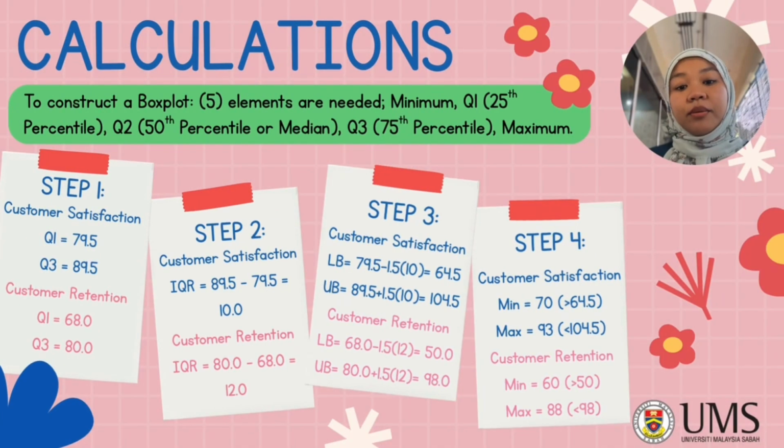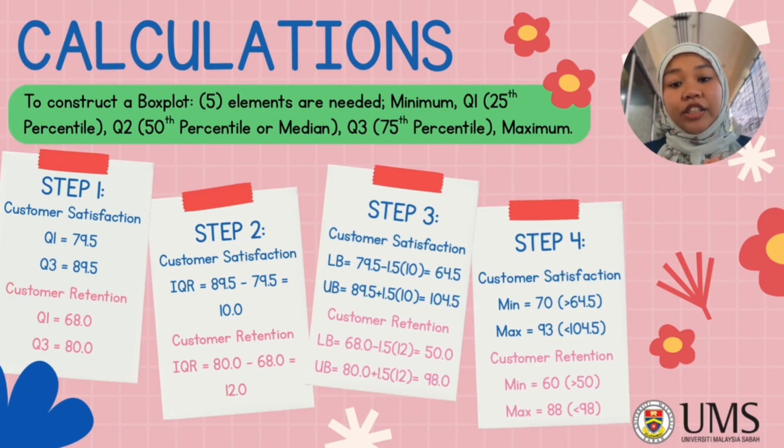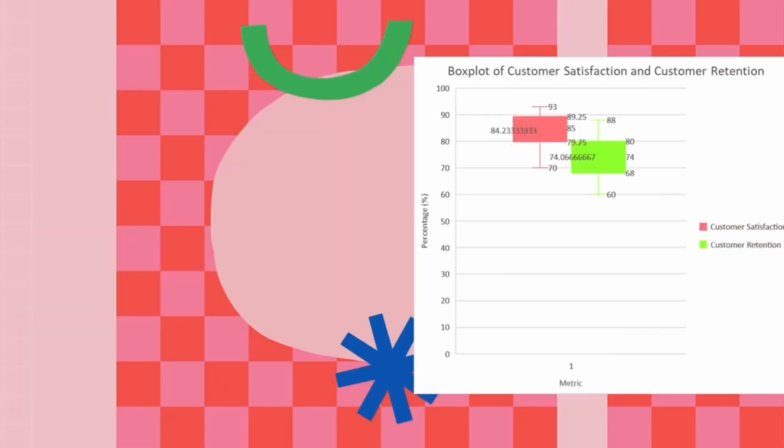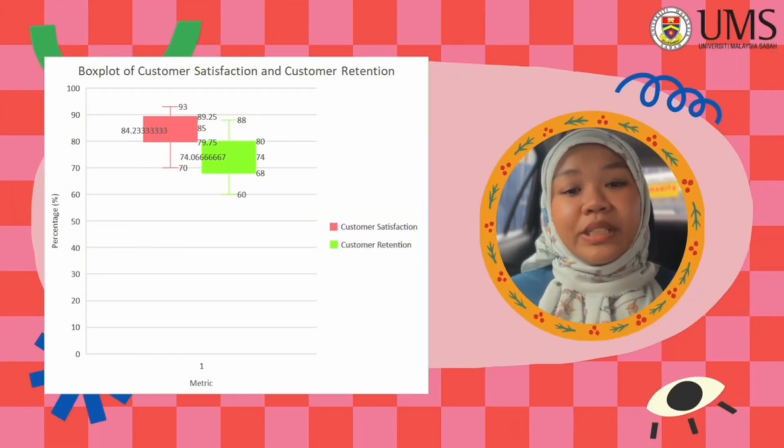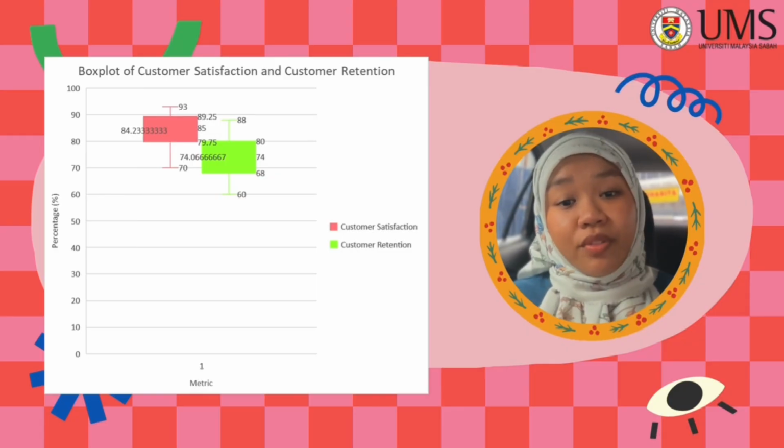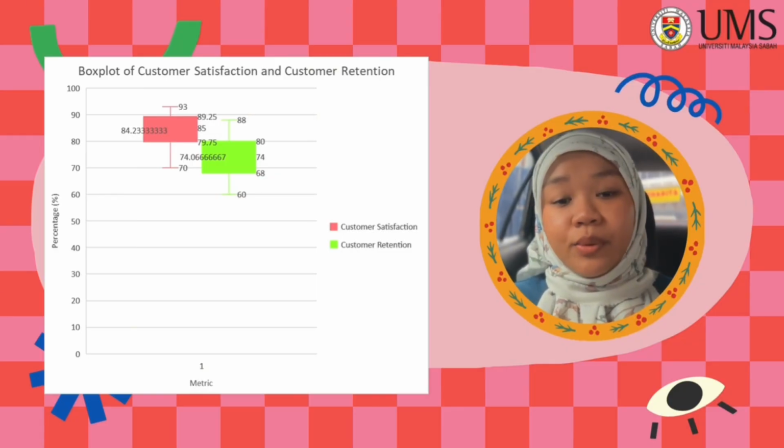Now, let's move on to the box plot analysis, which helps us visualize the data distribution and identify any outliers. As for customer satisfaction, the IQR was 10%, with data ranging from 70% to 93%. As for customer retention, the IQR was slightly wider at 12%, with data ranging from 60% to 88%. By using the standard IQR-based bounds, we checked for potential outliers in both datasets. However, no outliers were identified.